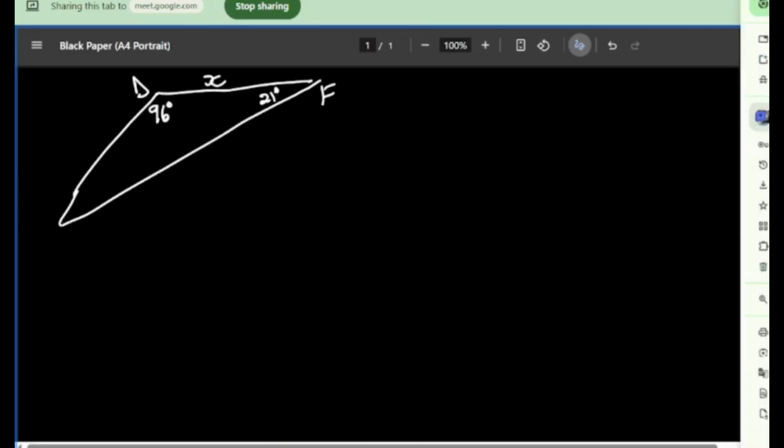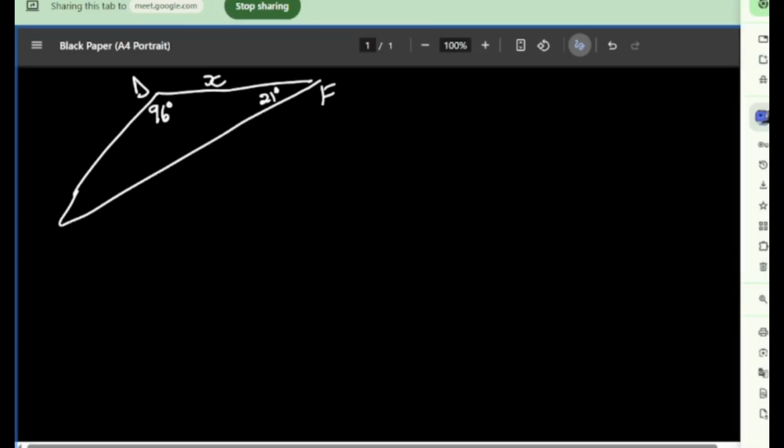Let's say this angle is given as 96 degrees, and then let's say you have this as 21 degrees, and then we're going to put that x on top here. This is the length of DF. So this is my D, this is F. So this will be the length of DF. Can you see that? Yes.